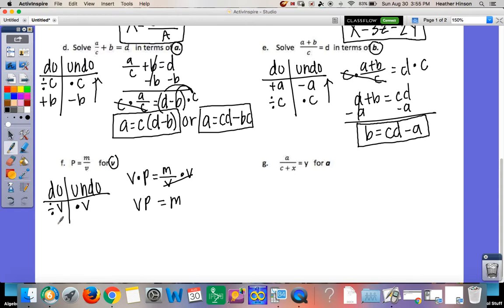Then we have this V times P. So this is kind of like a two-step. So V times P, we need to get rid of that times P. So we're going to divide by P.